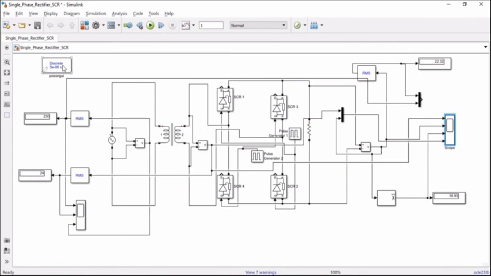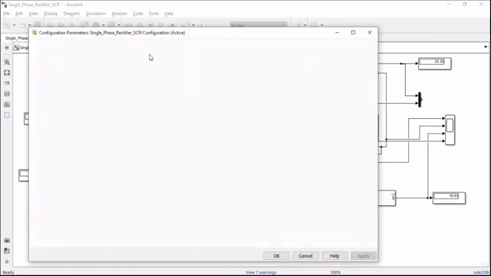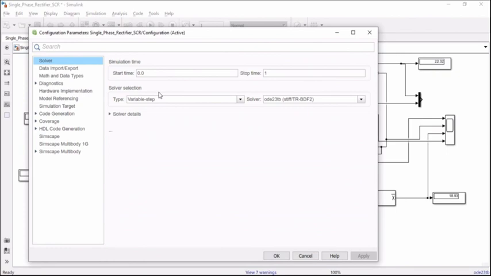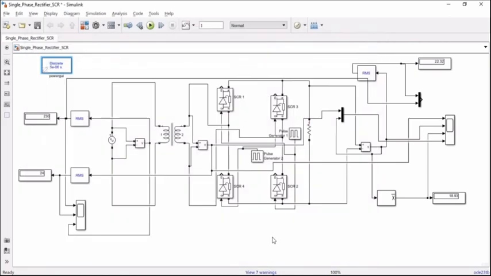And next is the Powergui. The simulation type can be set as discrete for our simulation purpose, and the sample time can be kept at the default value. And this is the configuration parameter setting. Here the solver can be selected as variable step, and ode23tb (stiff/TR-BDF2). Once this is set, now we can start running the simulation.